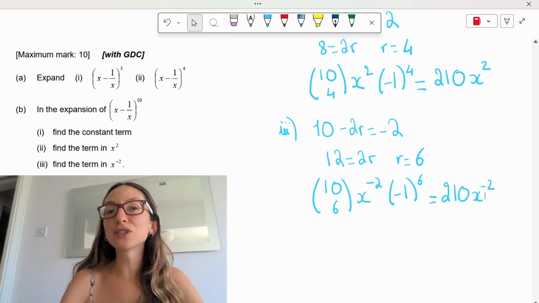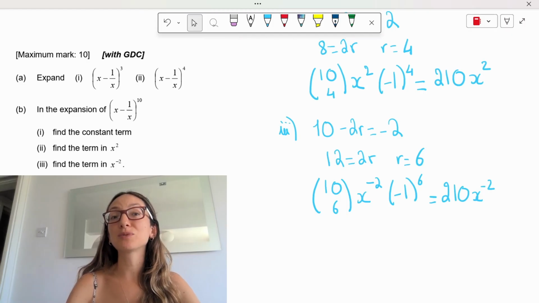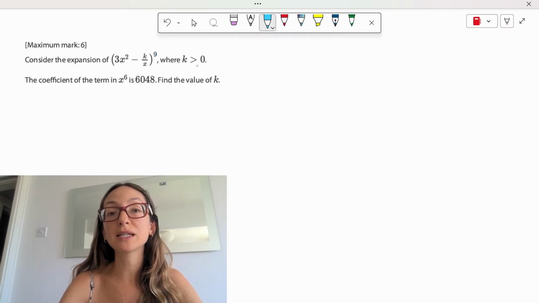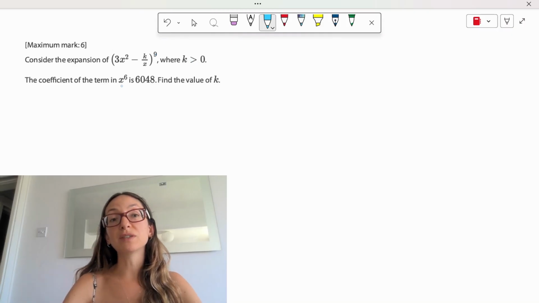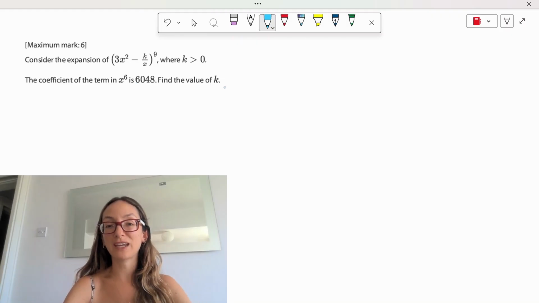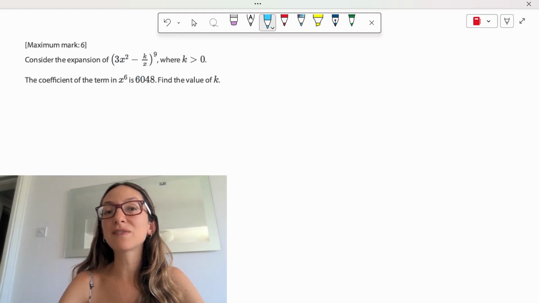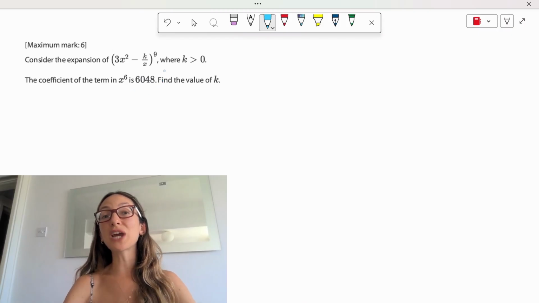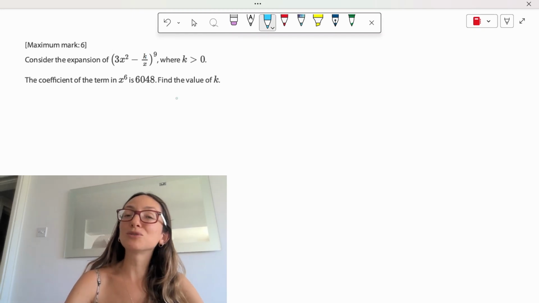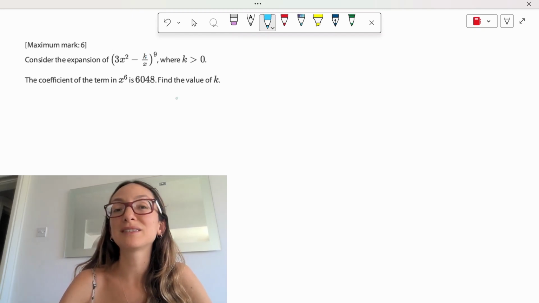Now let's take a look at a less direct question, which is generally the type of question that you will get in your exam. It says, consider the expansion of 3x squared minus k over x to the power of 9, where k is a positive number. The coefficient of the term x to the power of 6 is 6048. Find the value of k. Instead of having the values of a and b and finding a specific term, we are given the coefficient of that term and asked to find the value of k. Good news is all you need to do is use the general term as we did before.